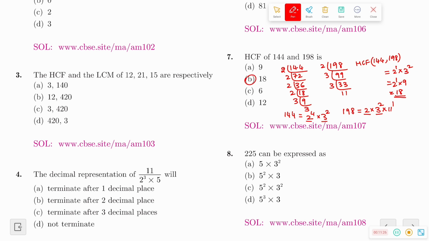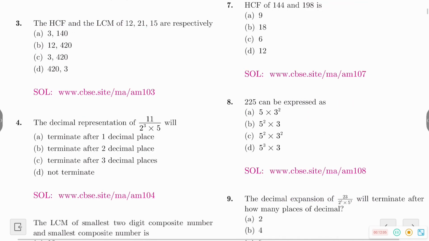Now next question, 225 can be expressed as. We know 225 is 15 power 2. If you know 225 as 15 power 2, it is simple; otherwise you have to do prime factorization again. 225 is nothing but 15 power 2, which can be written as (3 into 5) whole power 2, that is 3 power 2 into 5 power 2. So 225 is equal to 3 power 2 into 5 power 2. The option is C, 5 power 2 into 3 power 2 or 3 power 2 into 5 power 2. Question number 8, option C is correct.